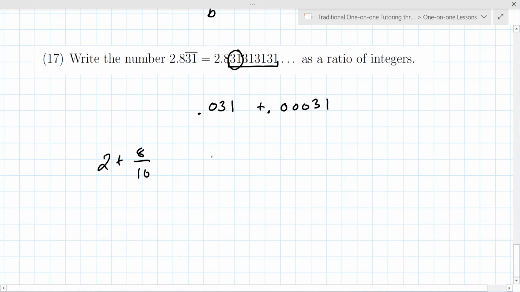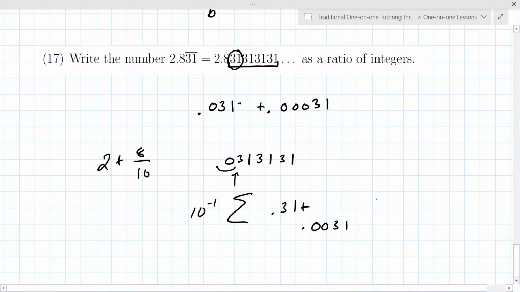And it's because it's 0.031, because it's 0.0313131, you have to move this over, and that puts a 10 to the minus 1 there, times sigma. So let me write this differently: 0.31 plus 0.0031 plus 0.000031, and so on. Okay, and this right here is a geometric series.